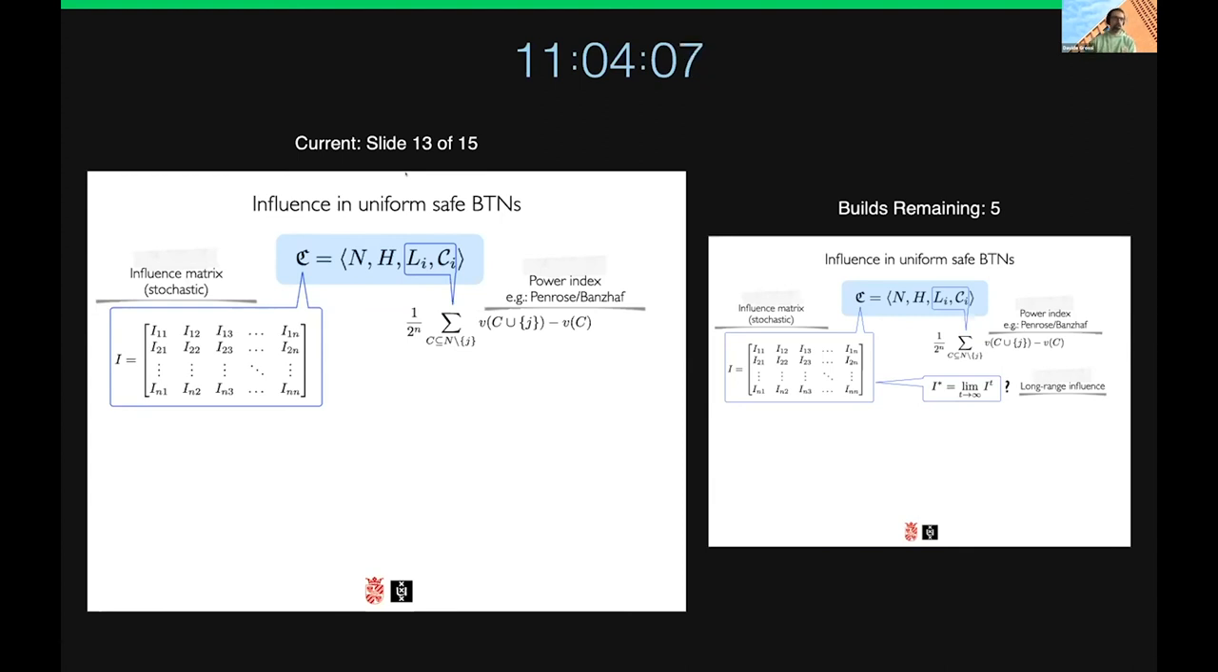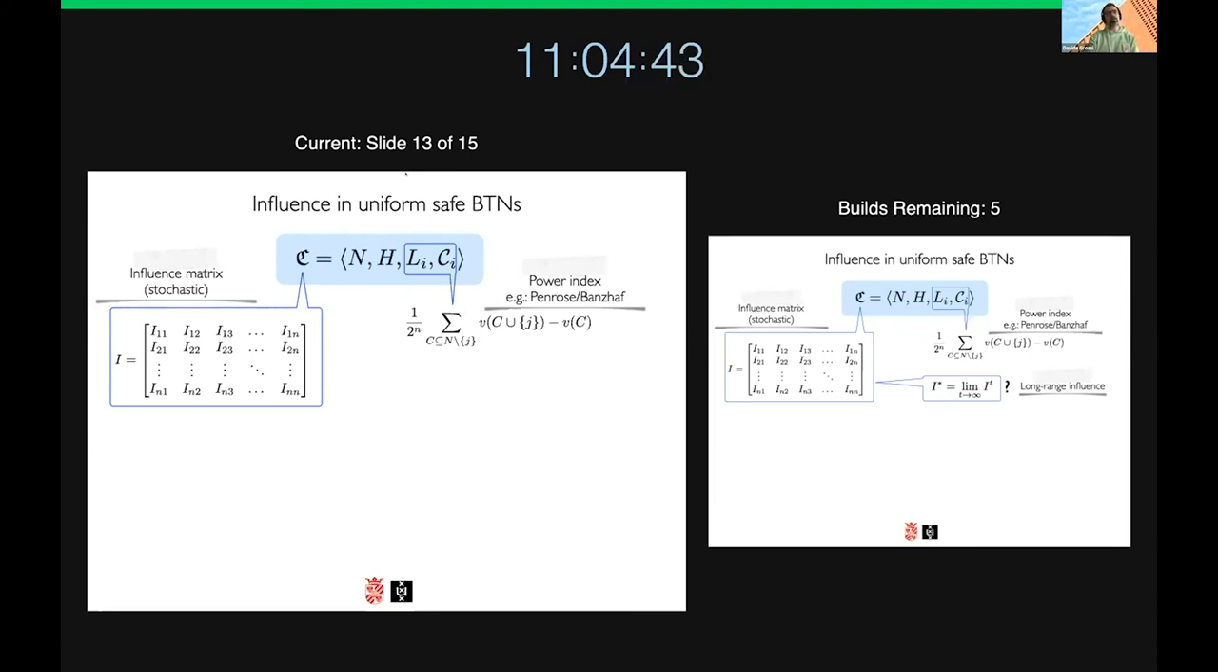So the rows in such a matrix essentially describe how the influence of the agent or node in the row is distributed over all the other nodes in the system, and it will sum up to one. Now, such a matrix describes the kind of direct influence that the nodes that I trust have on I itself.